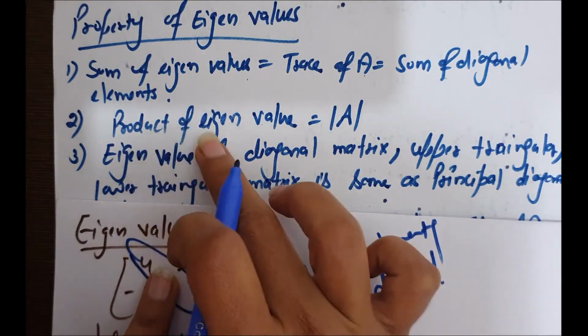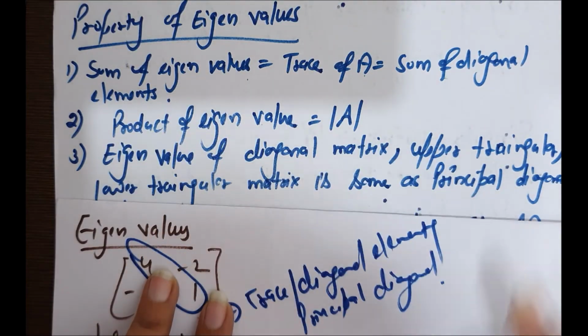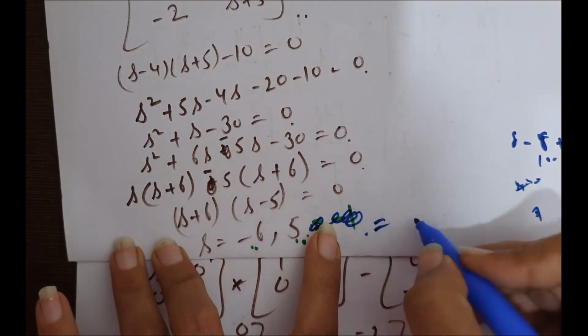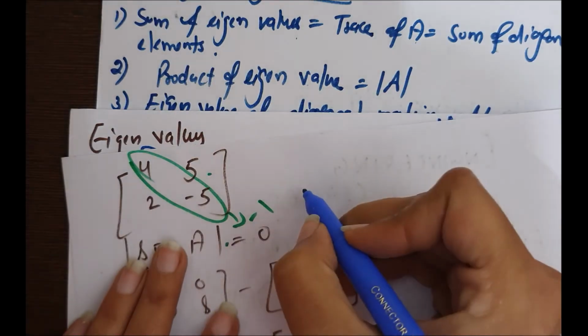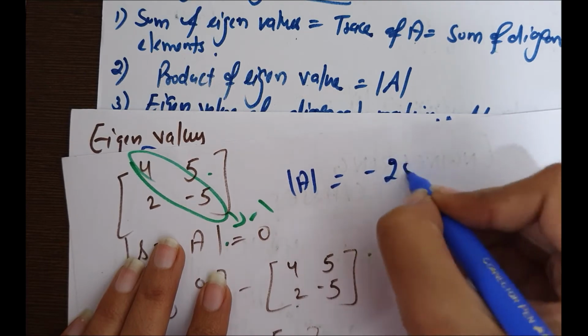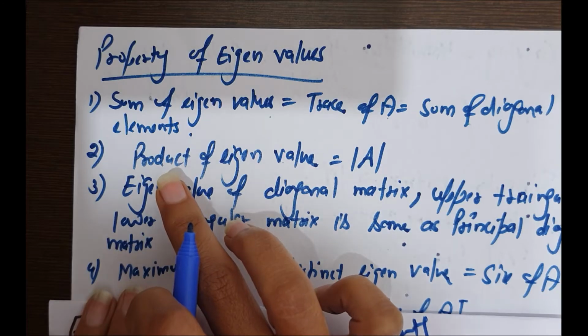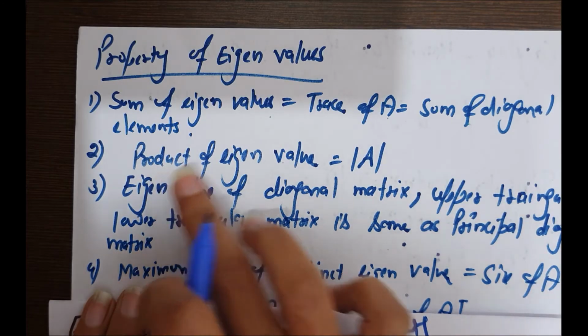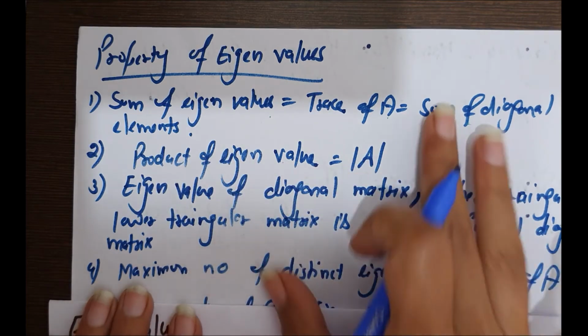Second property: the product of eigenvalues is equal to the determinant of the matrix. The product of these eigenvalues comes out to be minus 30. So let's see its determinant. Its determinant comes out to be minus 30. So it means that our second property gets verified, that the product of eigenvalues is equal to the determinant of the matrix.